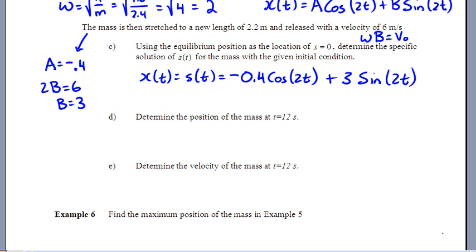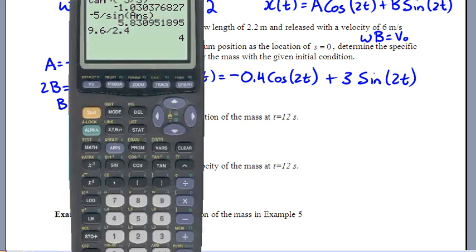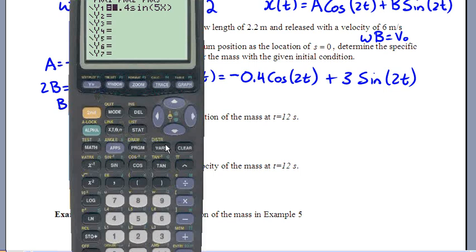Okay, see if you can find the position at time 12. I'm just going to do this one on my graphing calculator, right? And then we'll do a little more heavy-duty work with it in a second. But if I go negative 0.4 times the cosine of 2t, so it's not bouncing super fast, plus 3 sine of 2t. Okay, so I'm using x's for t's. Negative 0.4, 3. Yeah, that looks good.